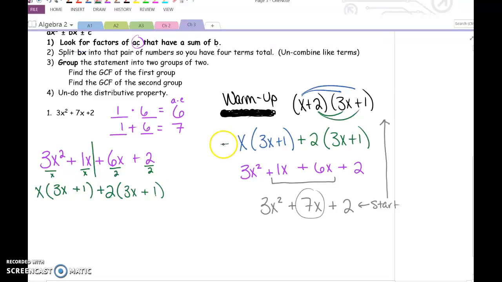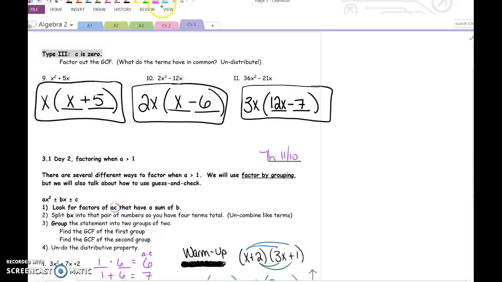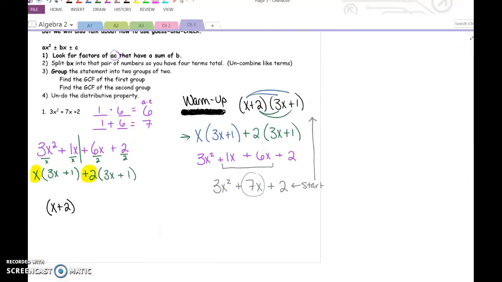We are now at this step right here. This is the distributive property fully written out. We now need to collapse that distributive property back into only 2 parentheses. So the x and the plus 2 forms your first set of parentheses. And the 3x plus 1 becomes your other set of parentheses.